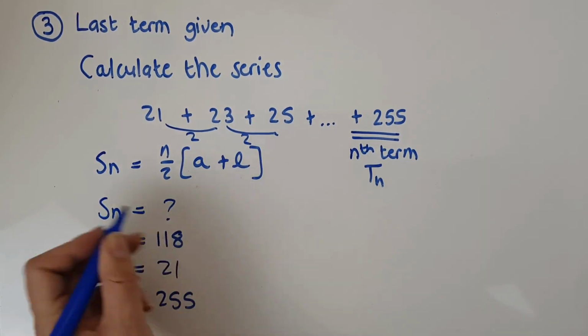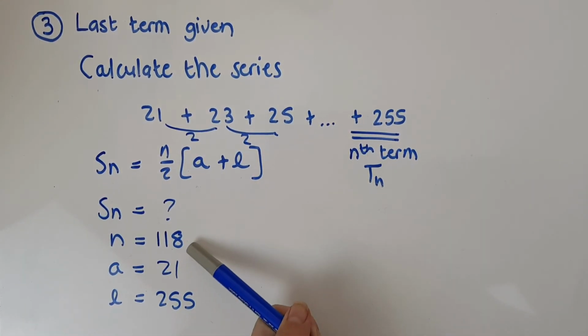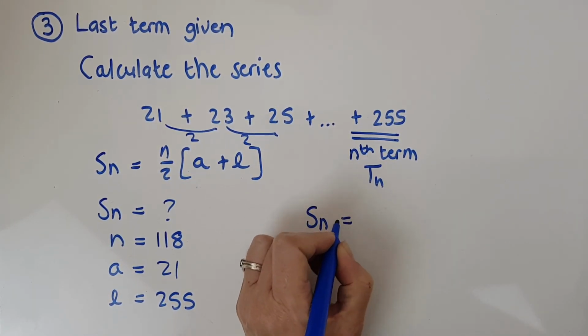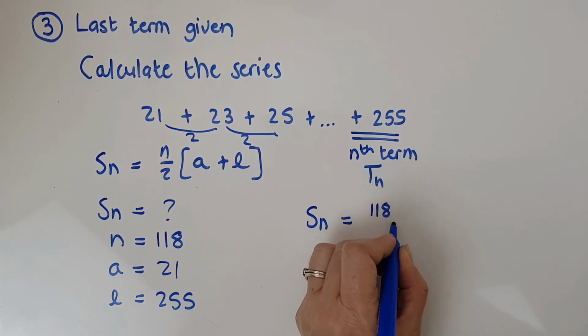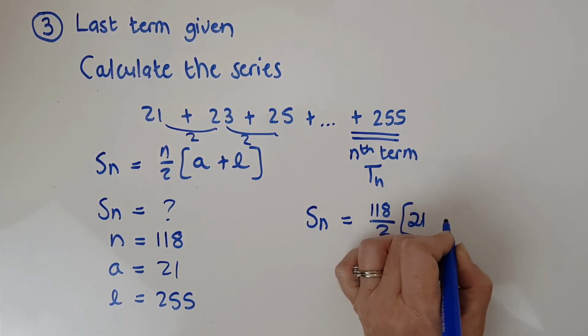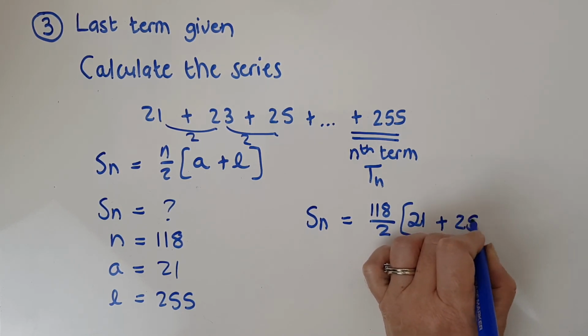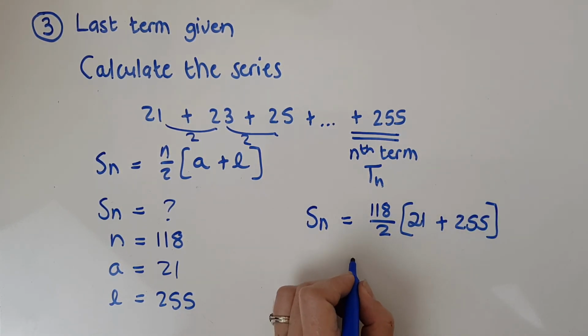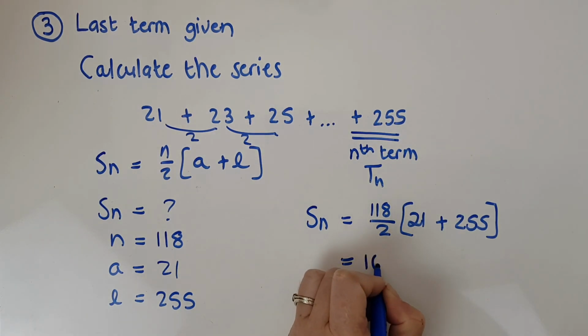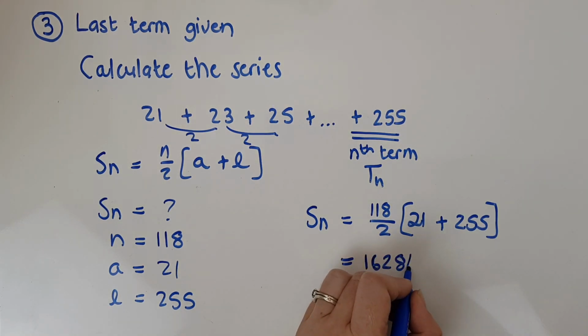So now subbing back into the formula with my new information from my Tn, I've got Sn equals 118 over 2, and then I've got my 21 plus my 255. And again, plug and play into calculator. I get out 16284.